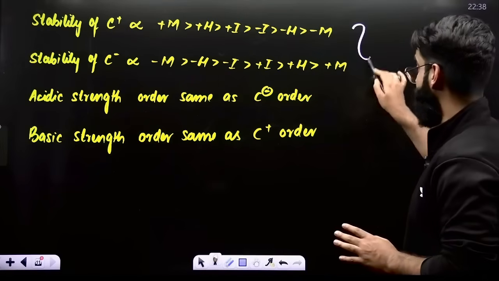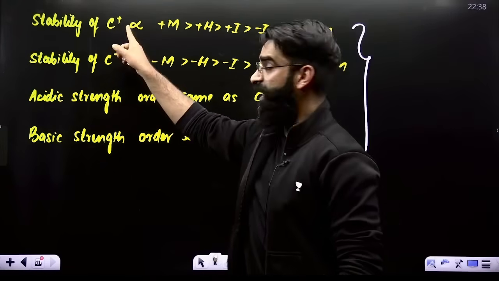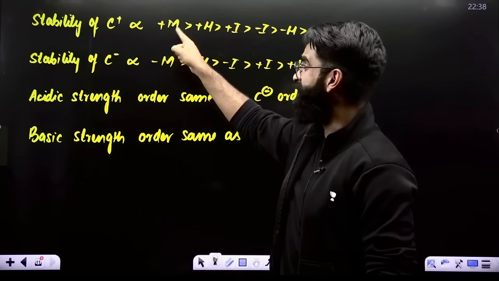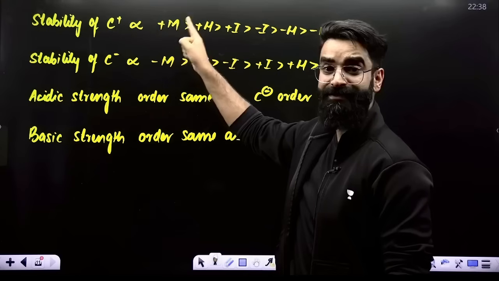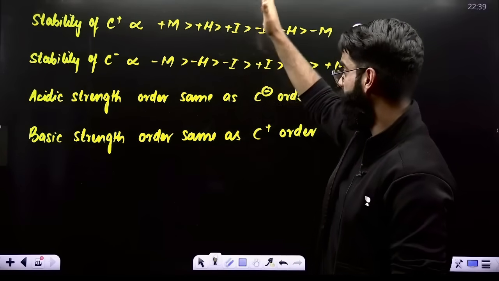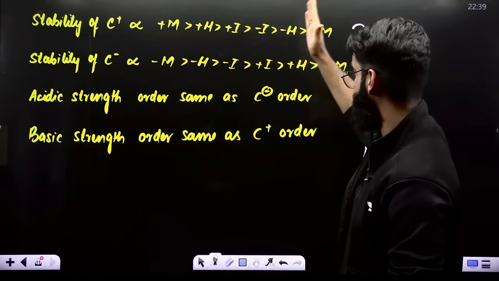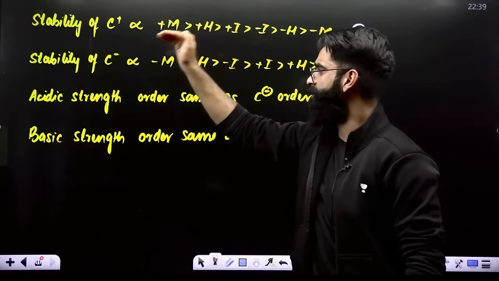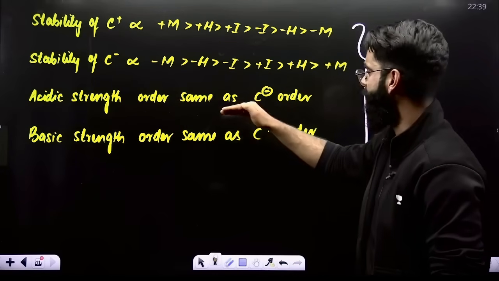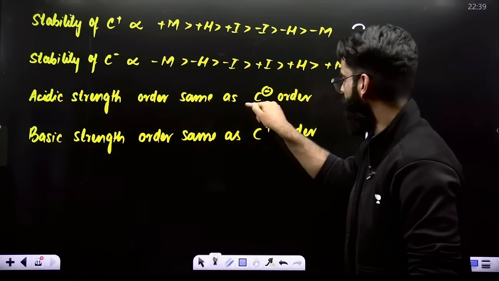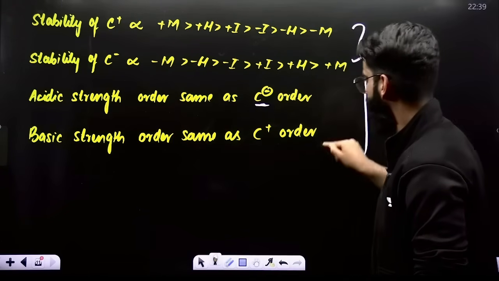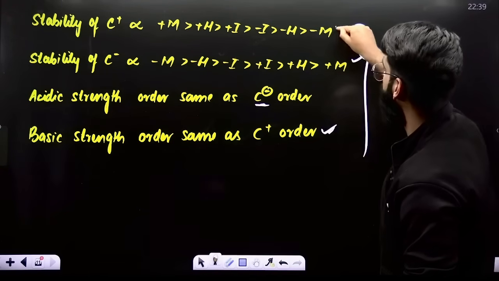So remember this particular sequence as well. Stability of carbocation. That carbocation wherein you see a group showing plus M, right? That will stabilize the carbocation the maximum, followed by plus I showing group, followed by minus I, minus H, minus M. Similarly, your stability of carbanions follows this particular order. Acidic strength order will follow the same order as that of your carbanion order, and basic strength order will follow the same order as that of your carbocation order.